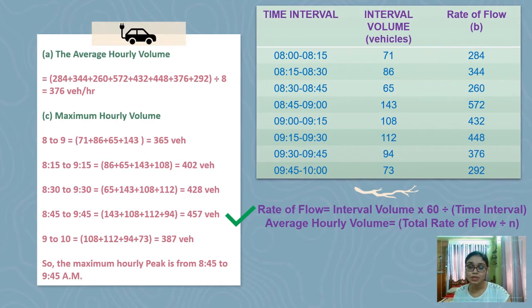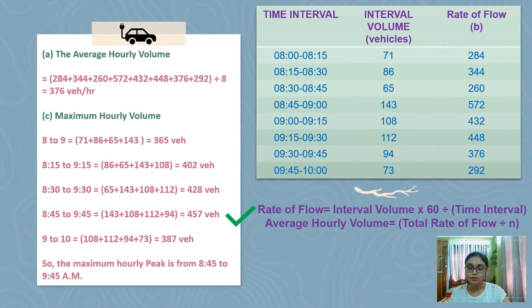Now, let us proceed into the answering session. Before starting this session, we need to find out the rate of flow. The rate of flow is equal to the interval volume multiplied by 60 divided by the time interval. For the time interval here, we will take 15. Now we will proceed to answering the average hourly volume.